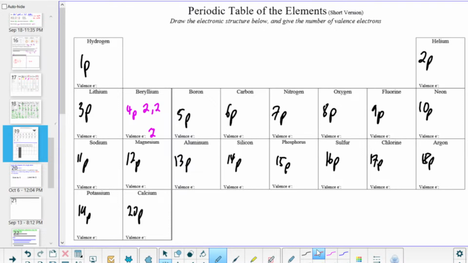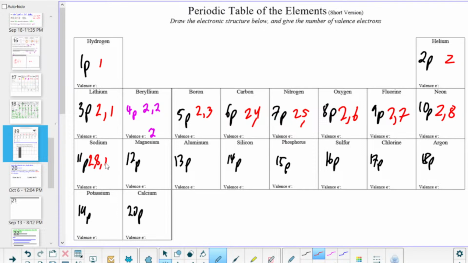Now for the electronic structure you should notice a clear pattern. We have 1, 2, and then once you go there, 2, 1, 2, 2, 2, 3, 2, 4, 2, 5, 2, 6, 2, 7, 2, 8, and then 2, 8, 1, 2, 8, 2, 2, 8, 3.